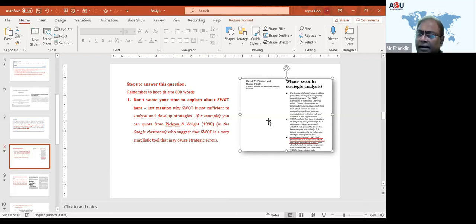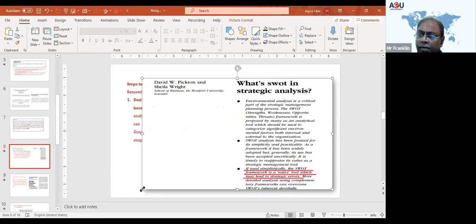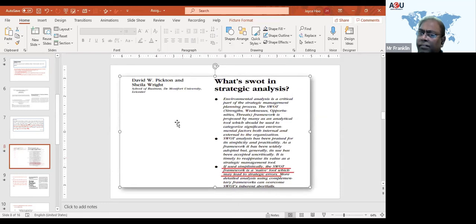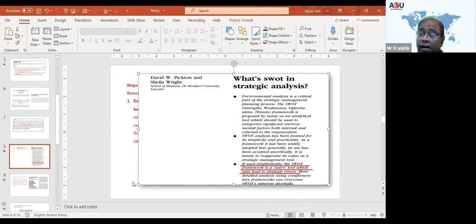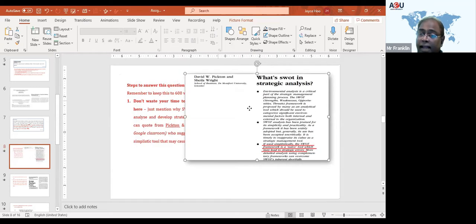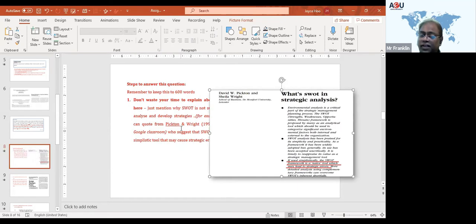So this is the article that they have written. Let me make it a little bit bigger for you. This is the article from Picton and Wright. What they said: if used simplistically, the SWOT framework is a naive tool, naive meaning very simple, which may lead to strategic errors. Who said that? This guy said that. It's not you saying it. So you need to write that, and say who said that particular thing, from which article. That's the first part of your answer.